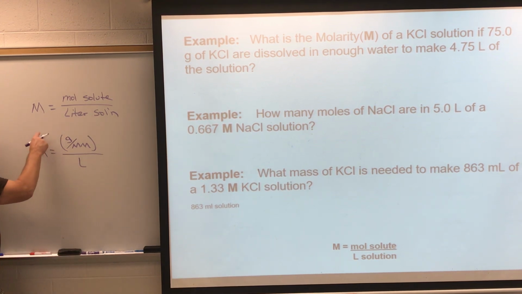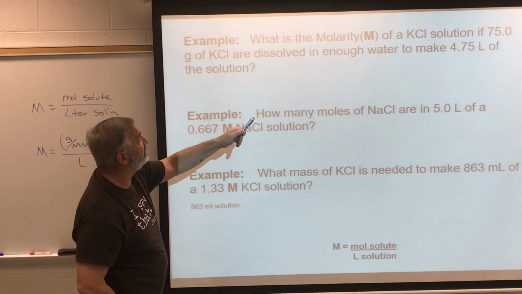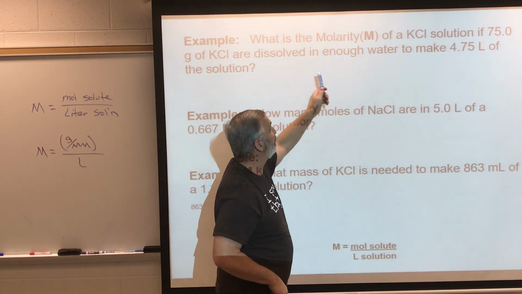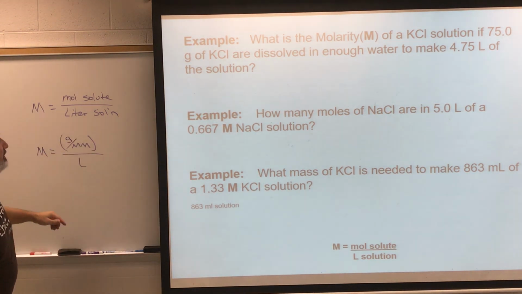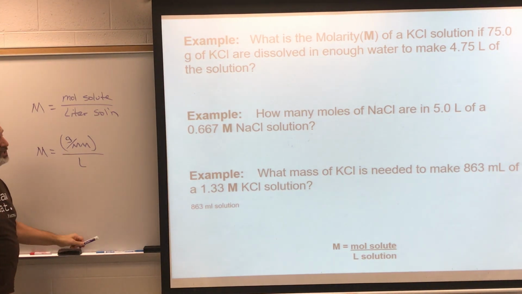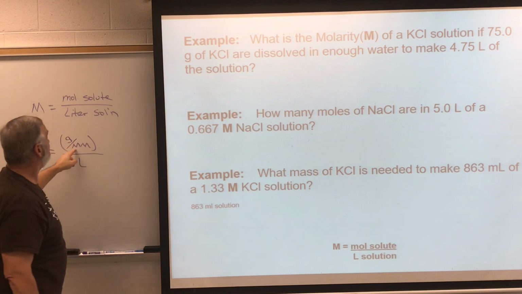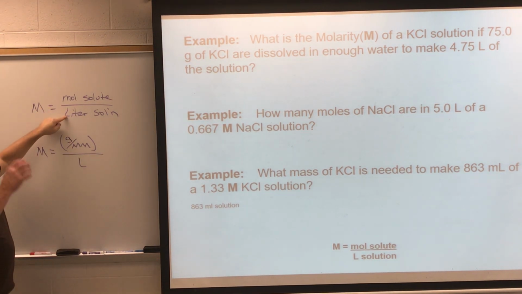So you should be able to calculate the molarity here. What is the molarity of a KCl solution if 75 grams of KCl are dissolved in enough water to make 4.75 liters of the solution? Well, I'm given grams. So you can do this in 2 steps, where you calculate the moles by taking grams over molar mass, get that value, and then plug it in here and go moles per liter.